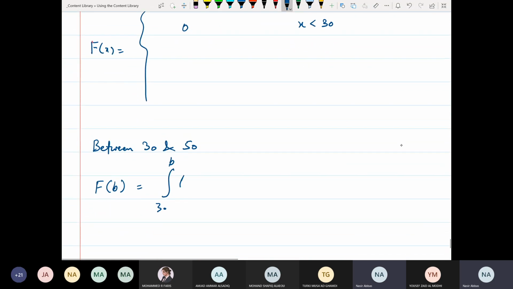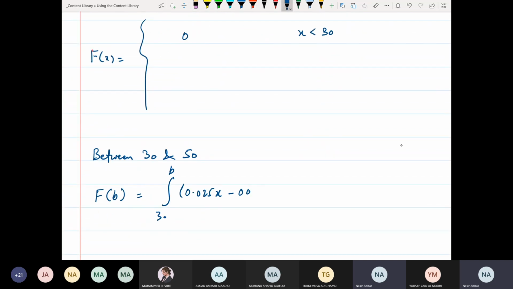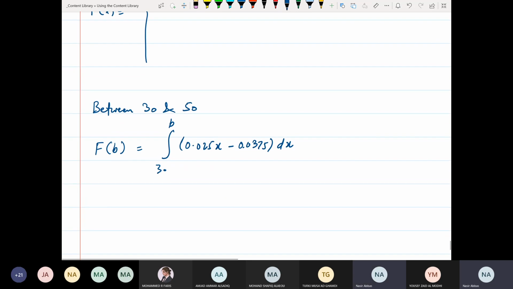0.025 x minus 0.0375 dx. This should be the solution. Solve it. It is 0.025 x square over 2 minus 0.0375 x, and then you put between 30 and b.